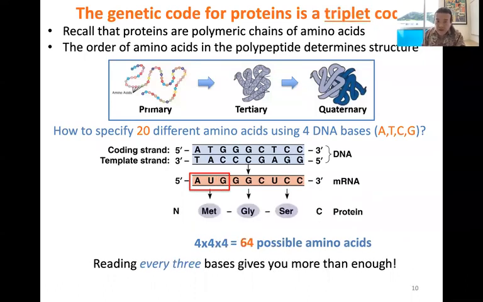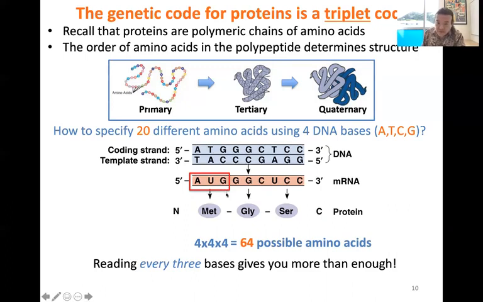What if we code with 3? So every 3 nucleotides here, that would be 4 times 4 times 4. That would give you 64 possible different variations. So that's way more than we need. But that's fine, because if 2 is not enough and 3 is too much, well, life just evolved to use 3.